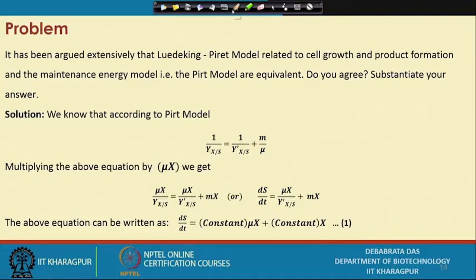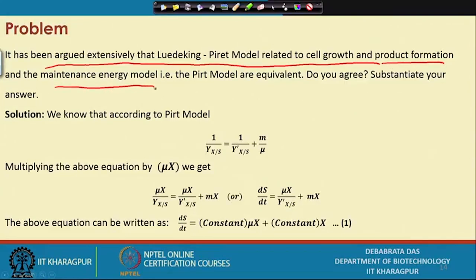Now, let us see this very interesting problem. It has been argued that the Luedeking-Piret model, related to cell growth and product formation, and the maintenance energy model, that is the Pirt equation, are equivalent. Do you agree? Substantiate your answer. Now, what does it mean? By this time we know that the Pirt equation deals with the maintenance of the cells and the Luedeking-Piret model deals with product formation. The question comes, are they equal? Are they equivalent? Not equal. Are they equivalent? Now, how can we justify that?